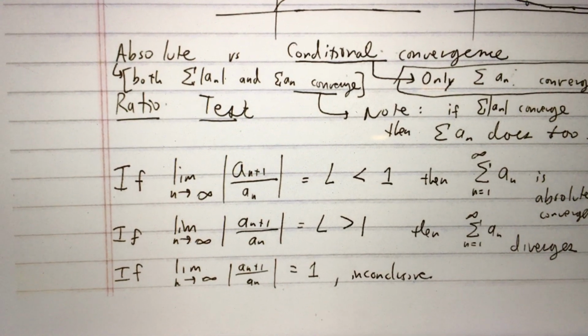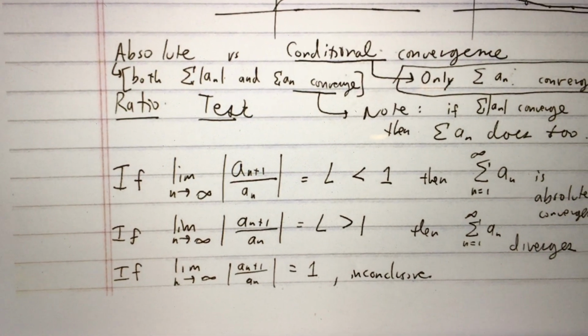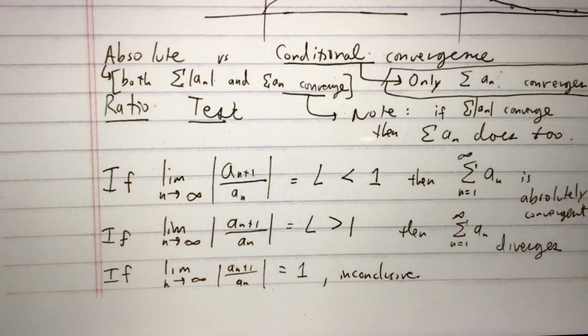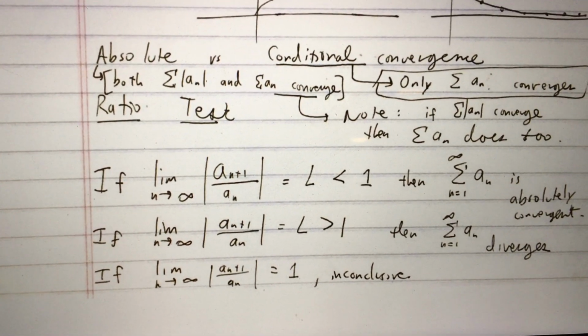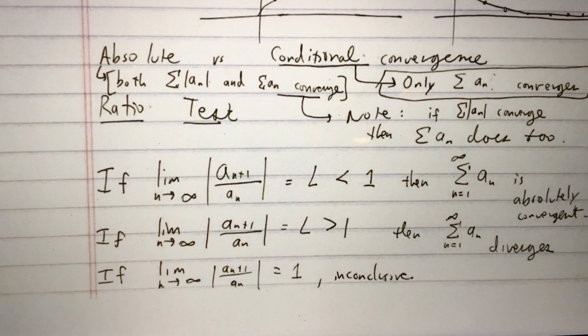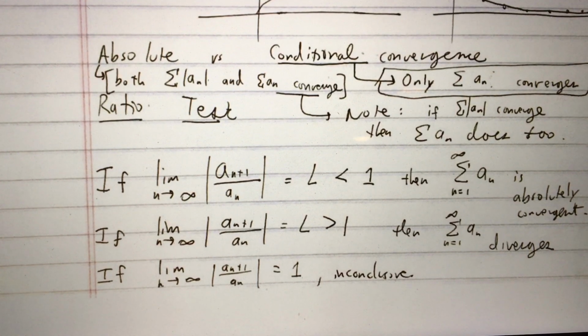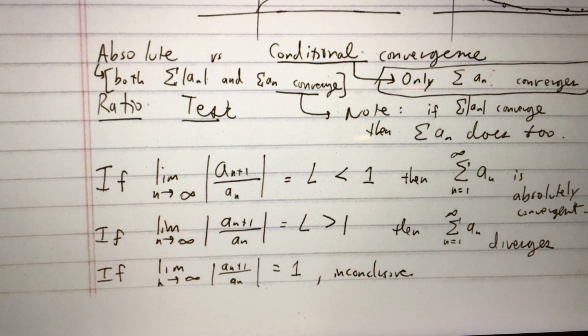The other way around might not happen. If you get rid of the minuses, sometimes that'll diverge. Like the example we saw just a minute ago with 1 over n. If it has minuses, as in negative 1 to the n over n, that converges. But if you get rid of the minuses, that diverges.